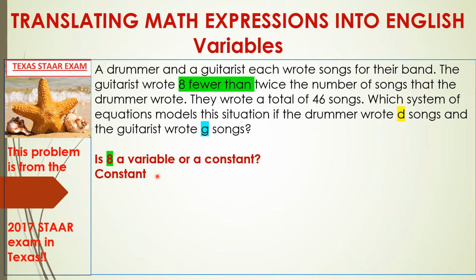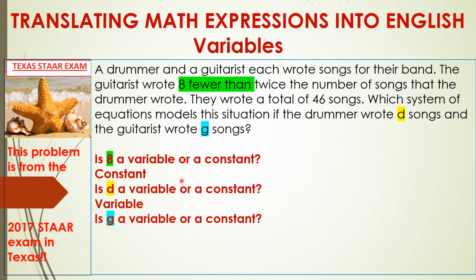Let me ask another question. Here we have this letter D. It says the drummer wrote D songs. So is D a variable or is it a constant? It's going to be a variable because we don't know how many songs he wrote. We're going to call it D. So D could be 0 songs, it could be 20 songs, it could be 5,000 songs. We don't know, so we'll make that a variable and we'll use D to represent the drummer's songs.